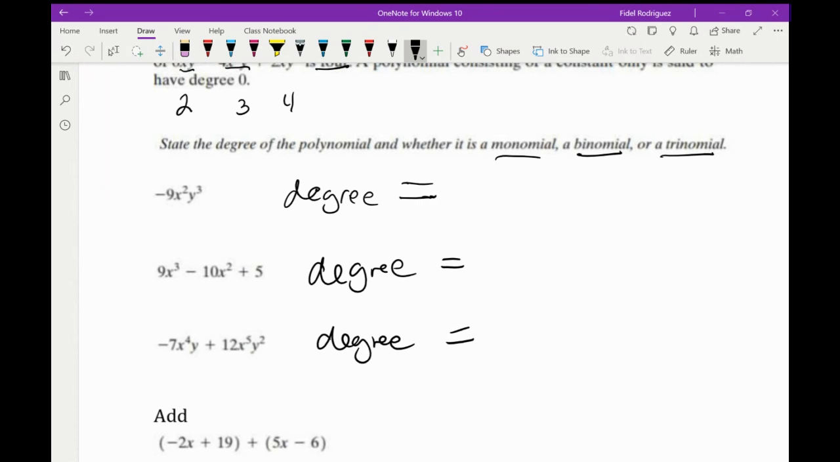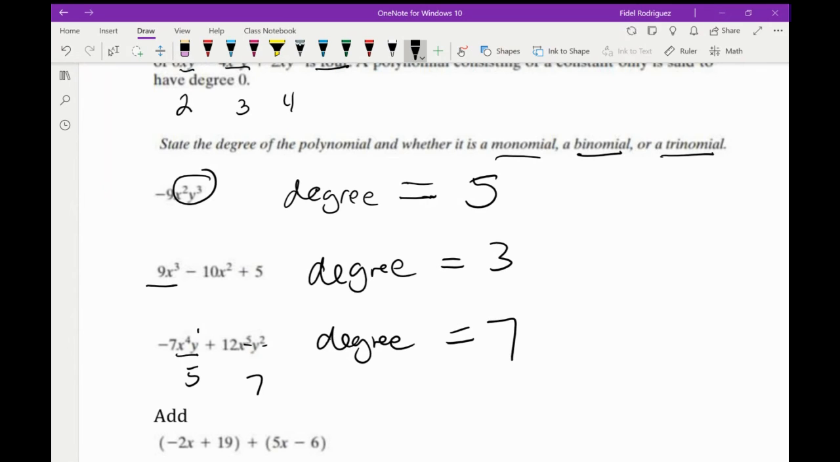Okay, so the degree, I'm going to take these exponents because there's 2 letters. I'm going to add them up. That's going to give me 5. The degree of this one is the highest power. That's 3. And the degree of this one here, so 4 and 1 is going to give me 5, and 5 and 2 is going to give me 7. So the degree here is 7.